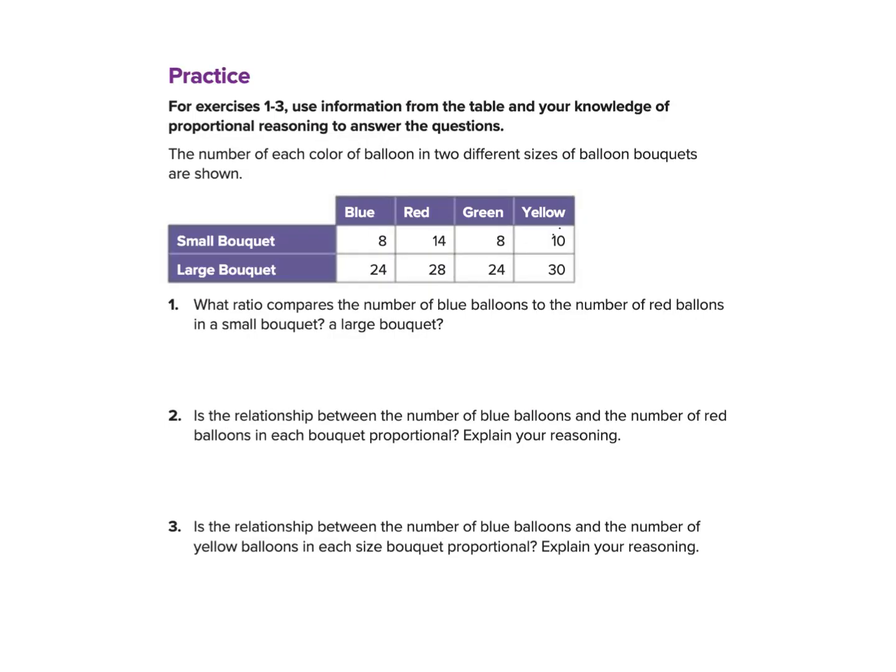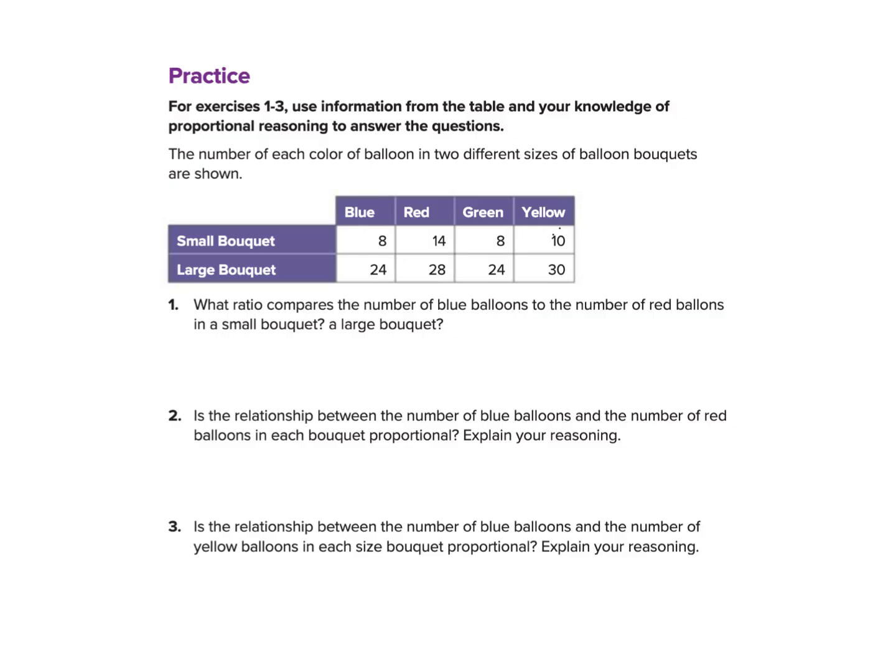All right, now let's try some practice questions for today. So for exercises 1 through 3, you're going to use the information from the table and your knowledge of proportional reasoning to answer the questions. So here it says the number of each color of balloons in 2 different sizes of balloon bouquets are shown. So we have small bouquets and large bouquets. Within each of those bouquets, we have 4 different colors, so blue, red, green, and yellow.